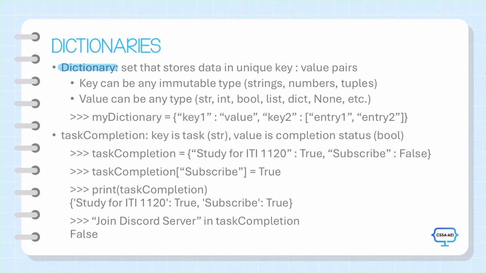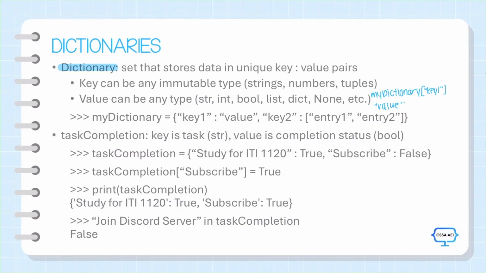So here I have an example dictionary. I have key 1 with its value, key 2 with its value, which is a list. So here, if I did my dictionary and I indexed by key 1, I would get value returned to me.